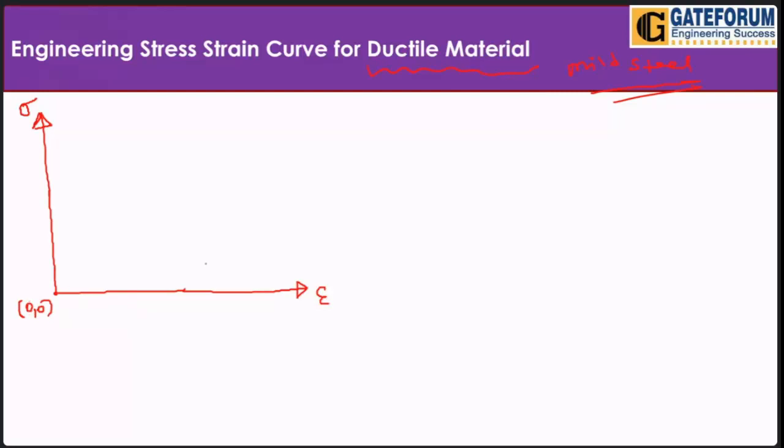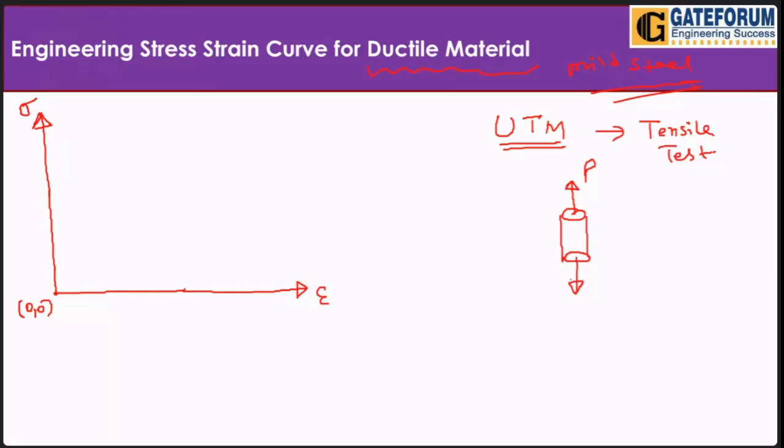Now, this test is done on the UTM machine in your lab. You all have seen the UTM machine in your college lab, that is the universal testing machine, and on it we go for the tensile test of the specimen. Suppose we have a rod, and the UTM machine is used to put a tensile load on this rod, and so many readings are noted, and the plot for stress and strain is done on this machine only. The same thing we have here, that is the stress strain diagram.